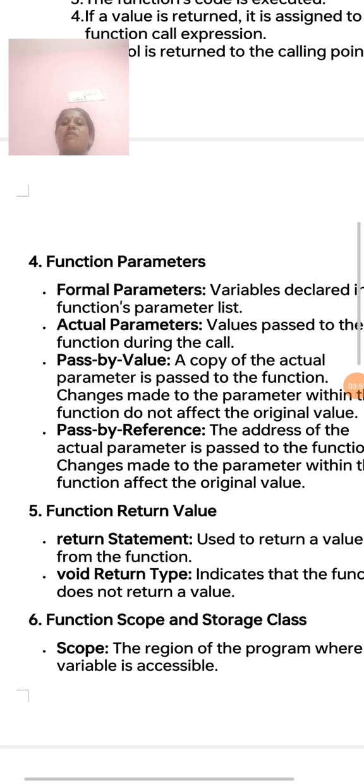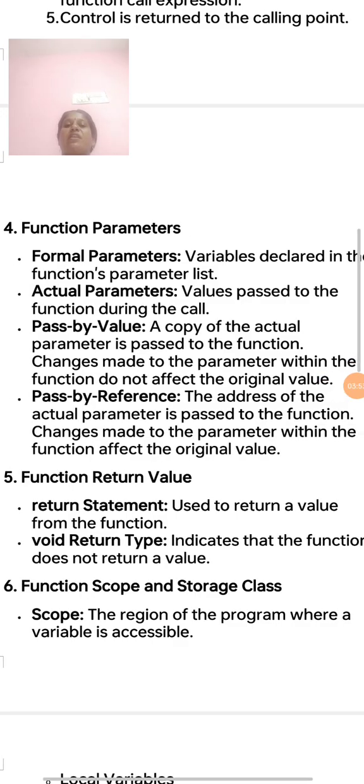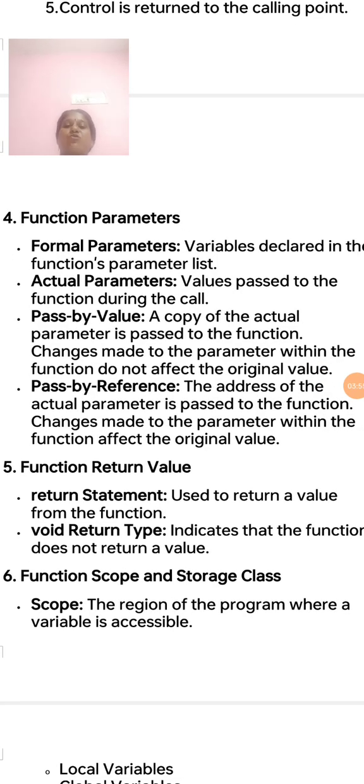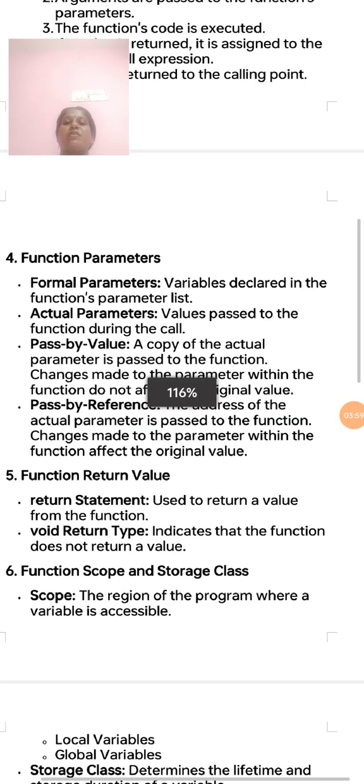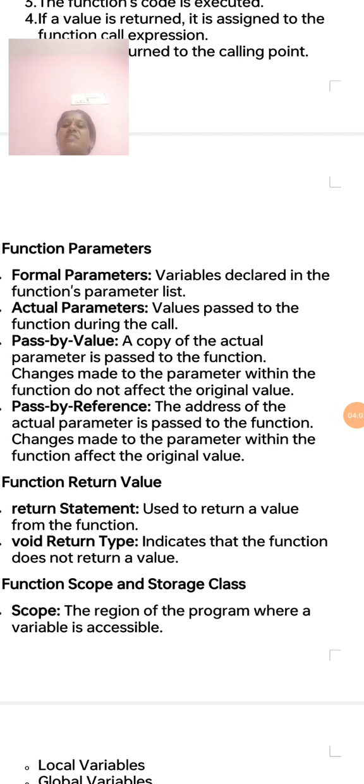The function parameters are formal parameters and actual parameters. The formal parameters are the variables declared in the function's parameter list, and we utilize these formal parameters only in the declaration of the function. Actual parameters are the values passed to the function during the call. This means the function definition has the actual parameters.